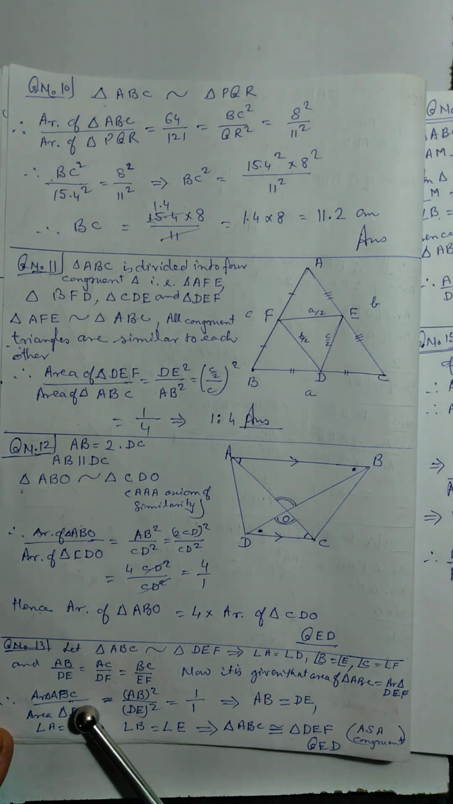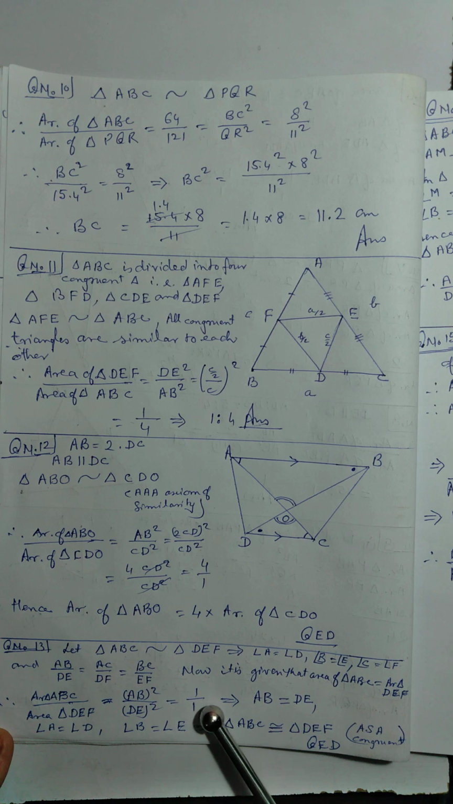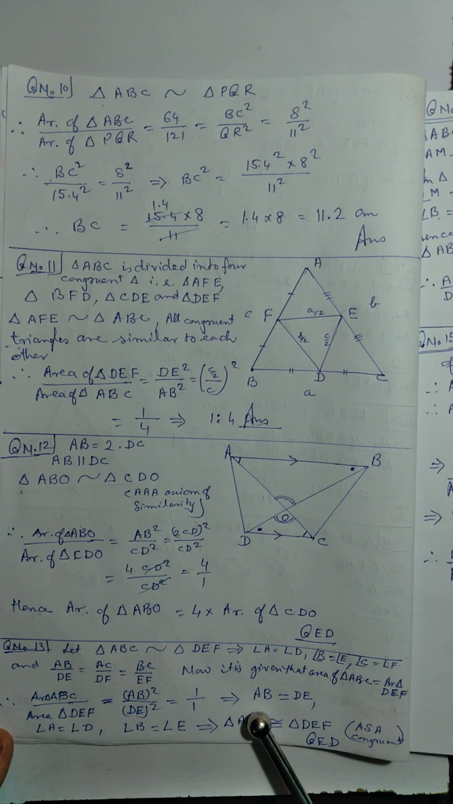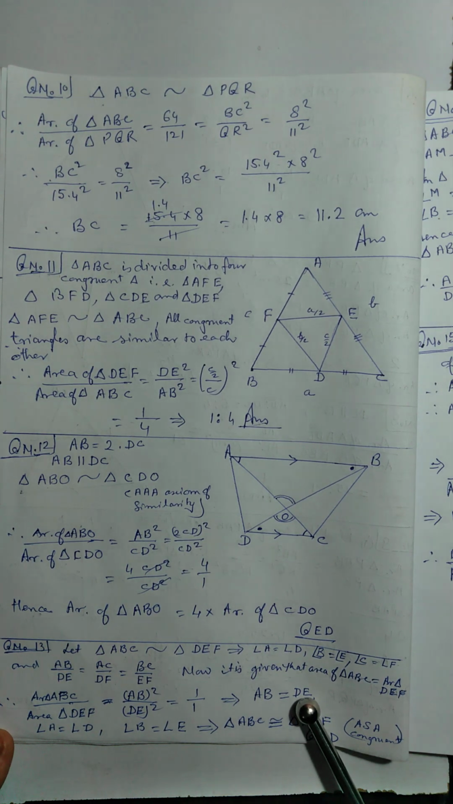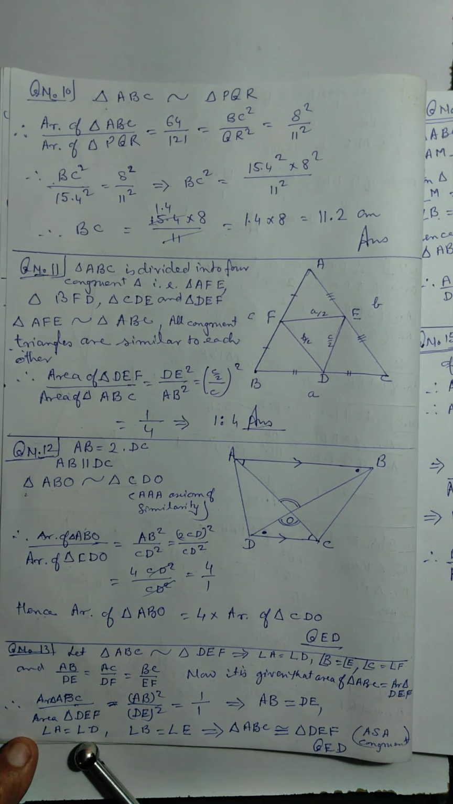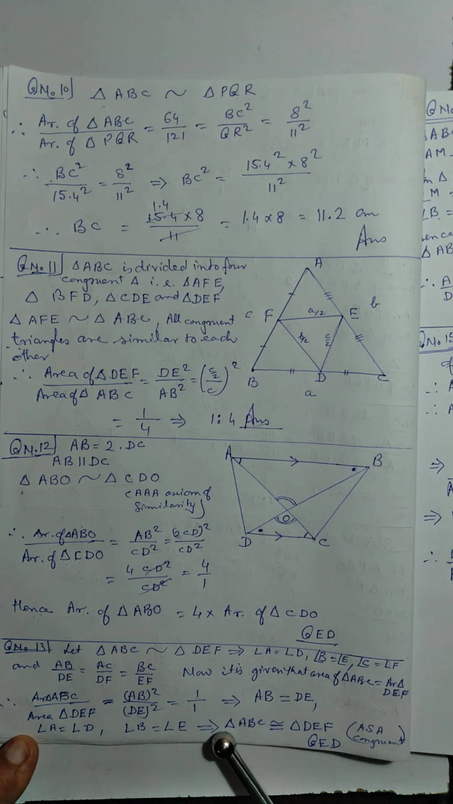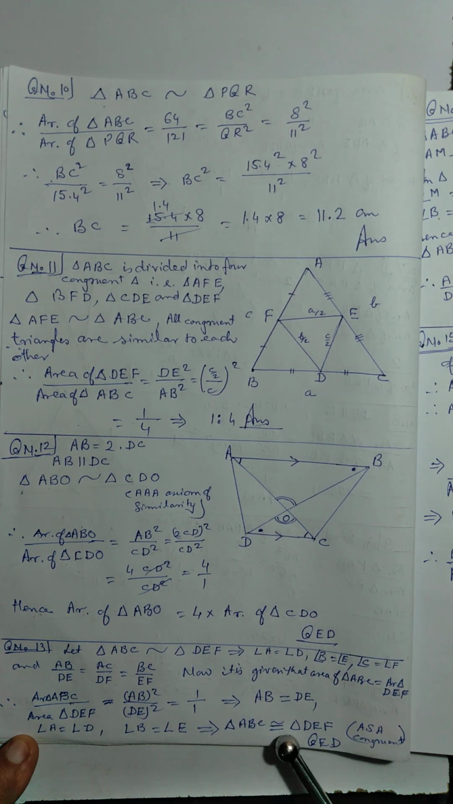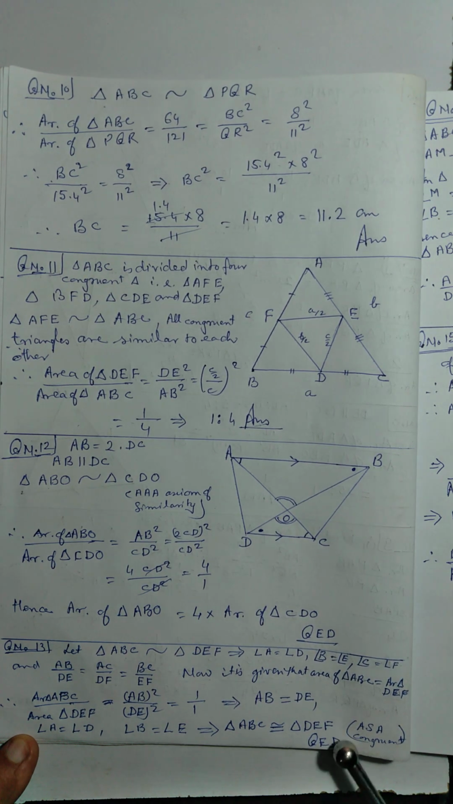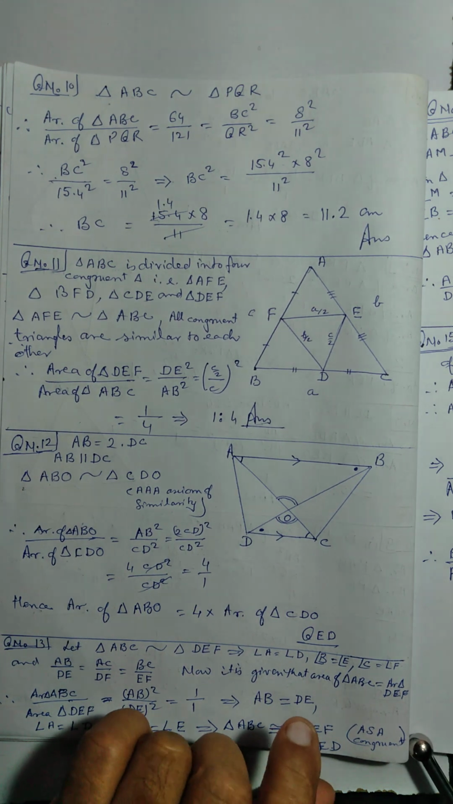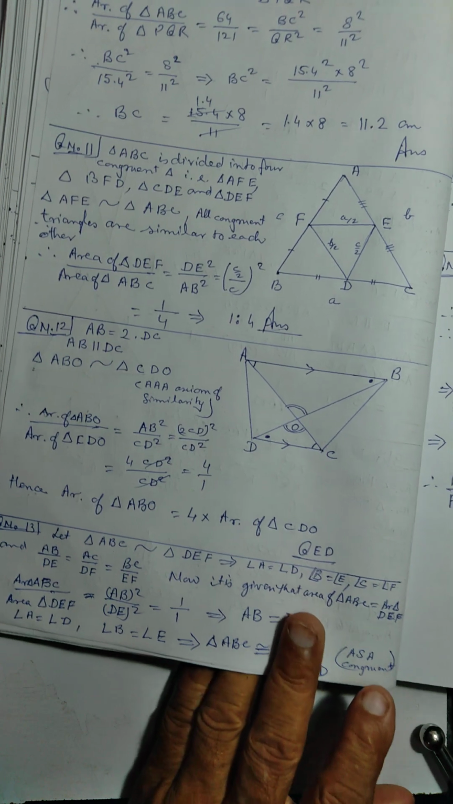In this case, the area of these two triangles are equal. So AB by DE will be equal to 1 by 1. Hence, AB is equal to DE. Moreover, angle A is equal to angle D, angle B is equal to angle E, and therefore triangle ABC is congruent to triangle DEF. Angle side angle congruency. QED, hence it is proved.